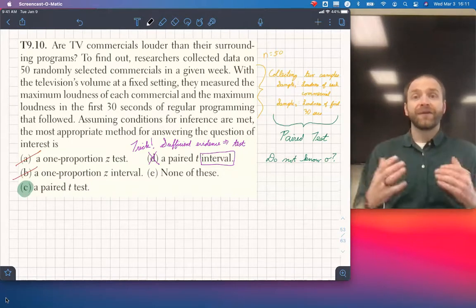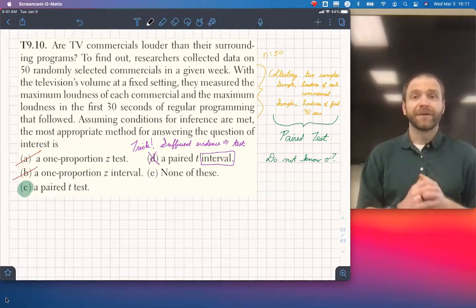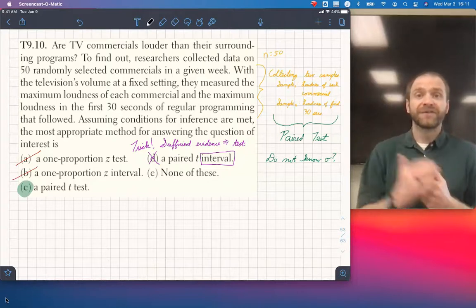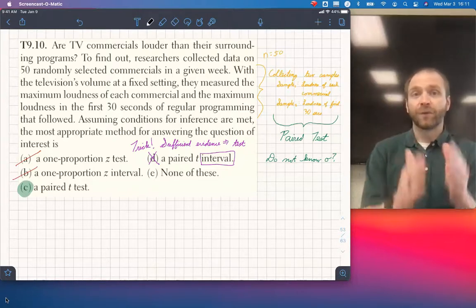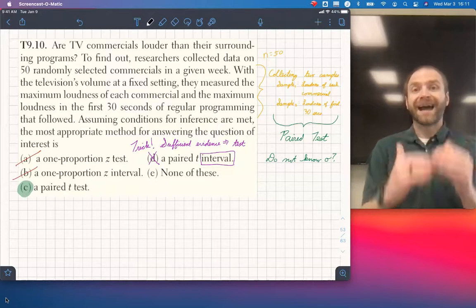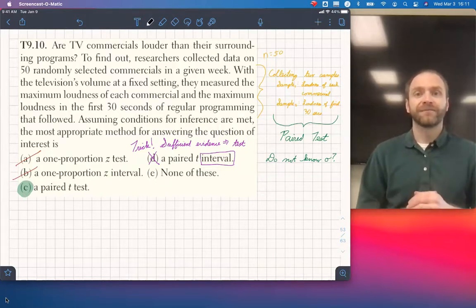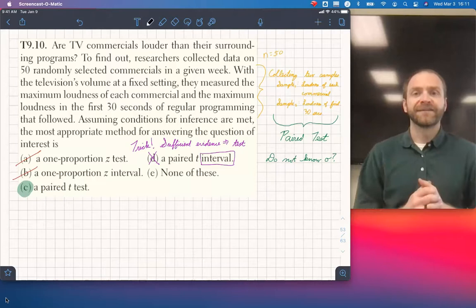So hopefully you found this pretty helpful. In the grand scheme of things, we did all the problems, 1 through 10. You didn't just find out what the answers were, you found out what the answers were not, to help you figure out some multiple choice strategies on AP Statistics tests.